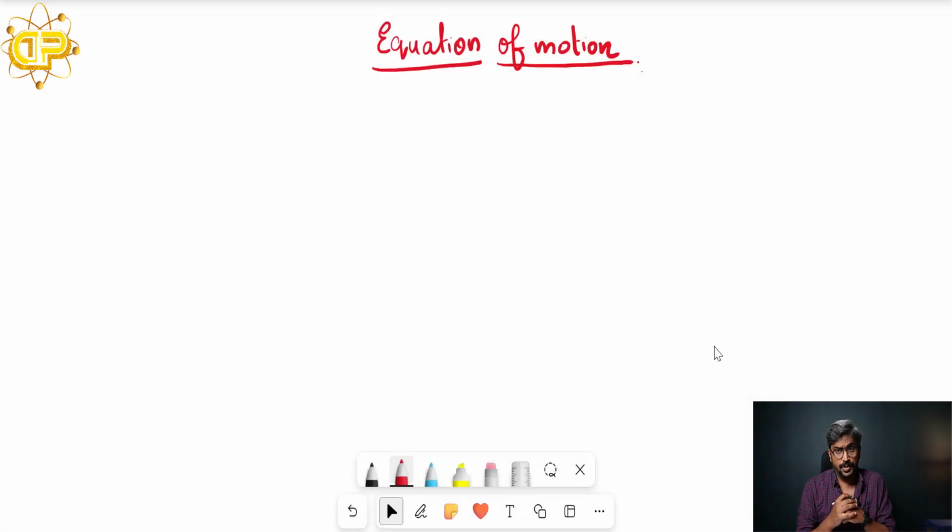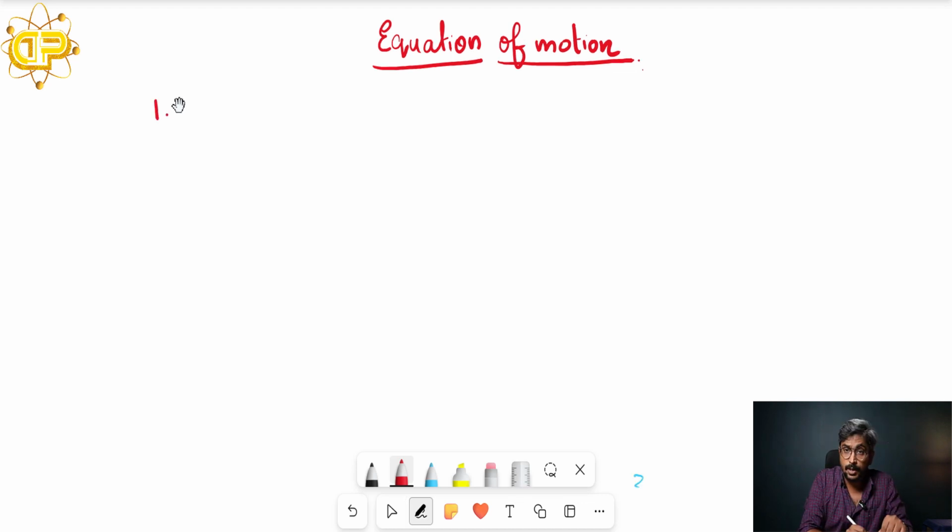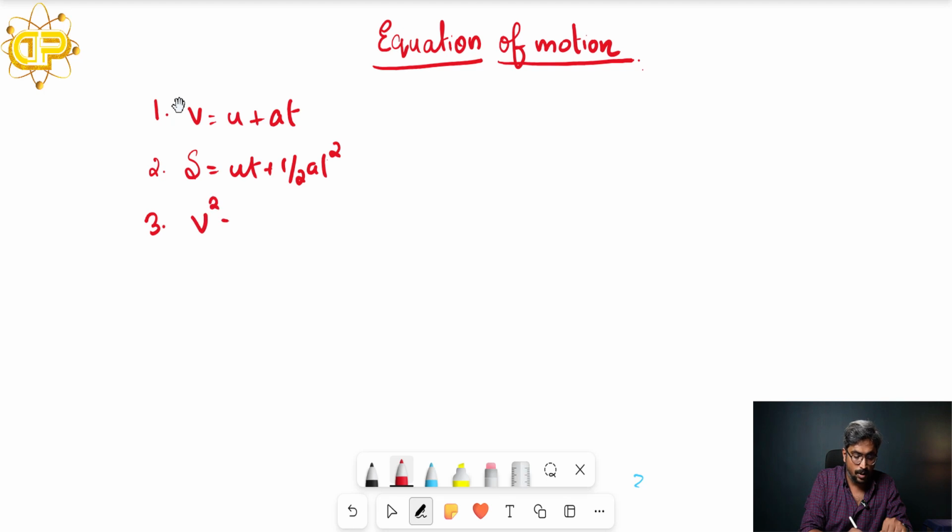So equations of motion. We have studied three main equations of motion in class 9. The first equation of motion is v is equal to u plus at, the second equation is s is equal to ut plus half at square, and the third equation is v square is equal to u square plus 2as. We saw all these three equations in class 9.